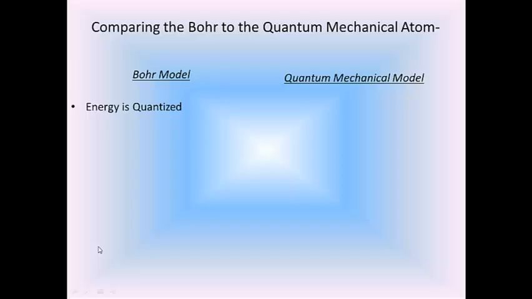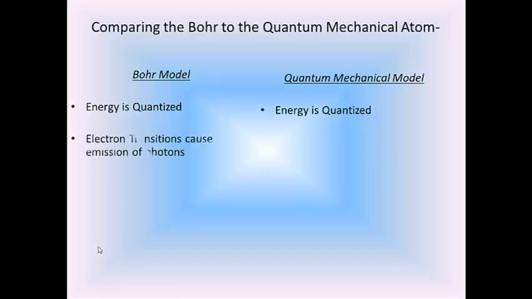The Bohr model said that energy is quantized. The quantum mechanical model kept that. A quantity of energy is emitted when an electron moves down an energy level, and a quantity of energy is absorbed if the electron is moving up an energy level. So that stayed. It caused the emission of light, aka a photon of light or a mole of photons of light, and that stayed with the quantum mechanical model.